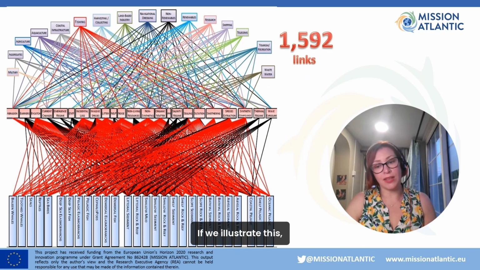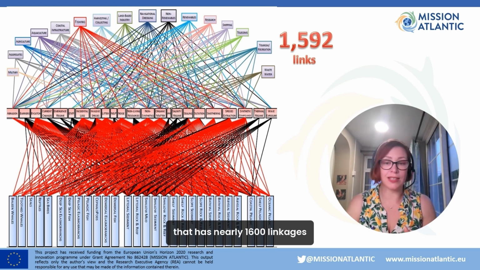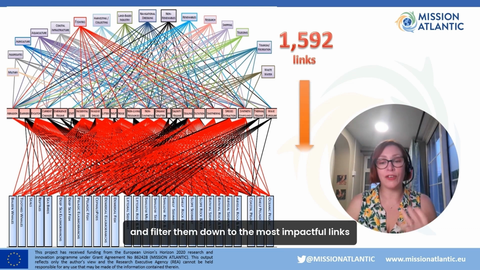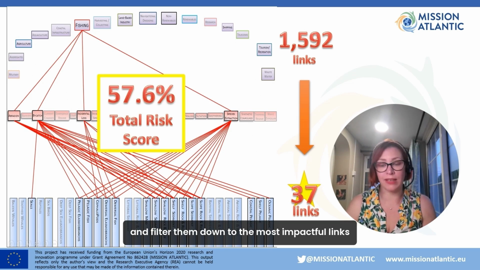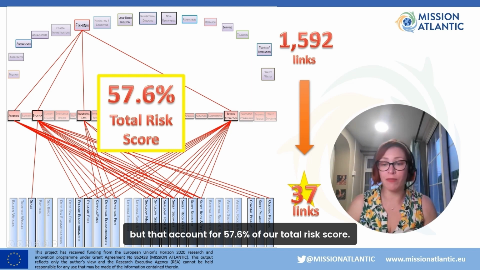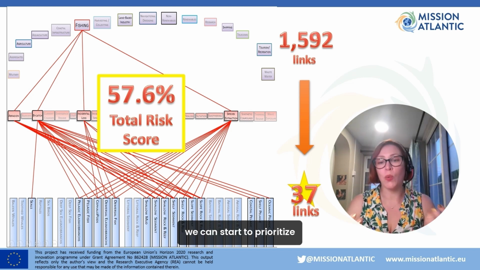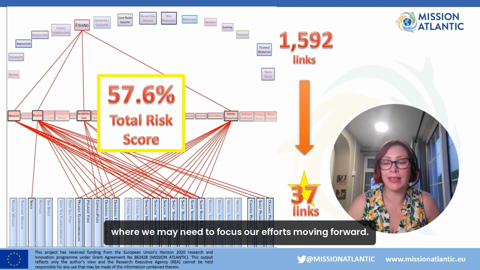If we illustrate this, we can look at our initial rendergram that we saw earlier that has nearly 1,600 linkages and filter them down to the most impactful links, of which there are only 37, but that account for 57.6% of our total risk score. And so we can see how using this type of approach, we can start to prioritize where we may need to focus our efforts moving forward.